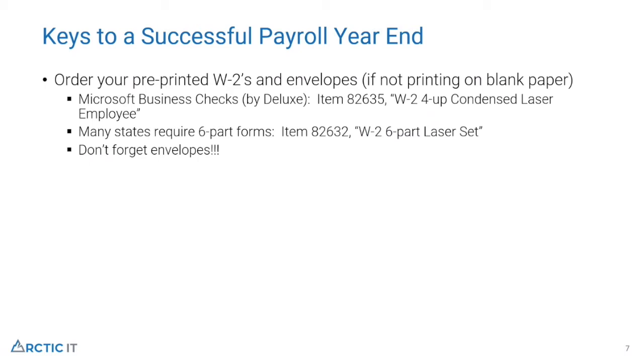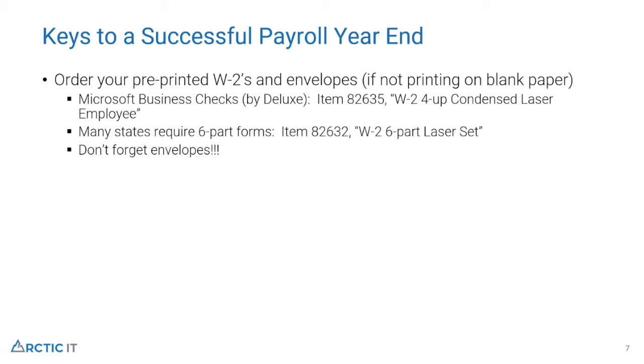Next, order your W-2s and your envelopes if you're not printing on blank paper. If you're using Deluxe, which is Microsoft's recommended reseller for tax forms, make sure to allow proper time for shipping, especially if you're up here in Alaska. I've heard that it can take some time.